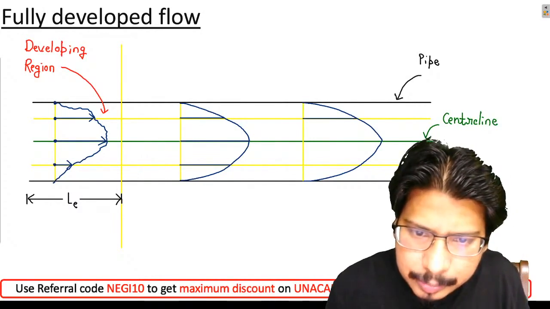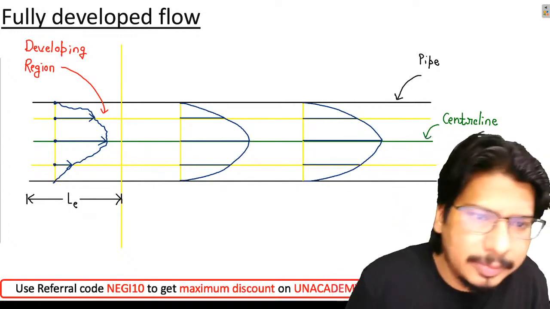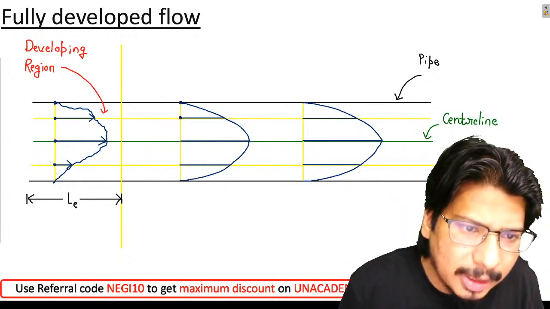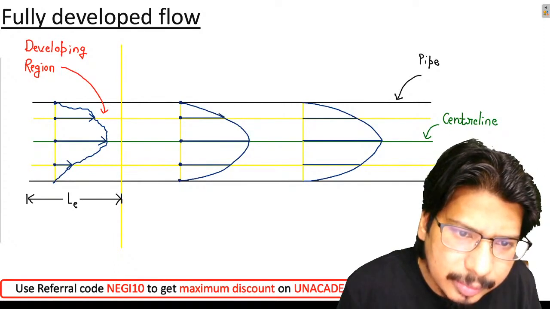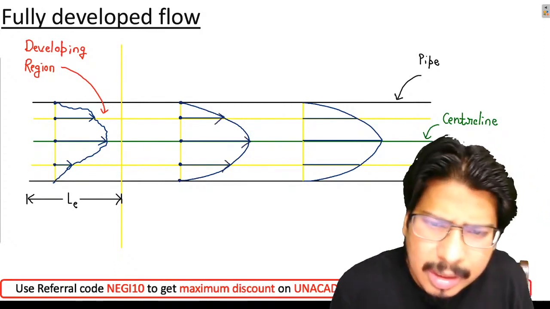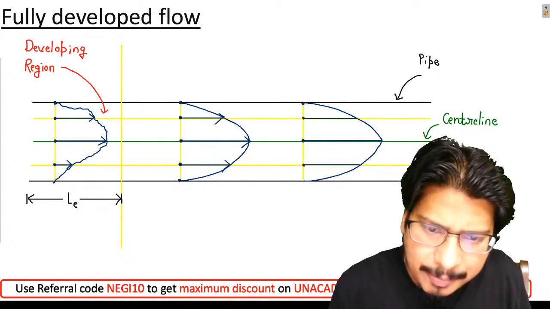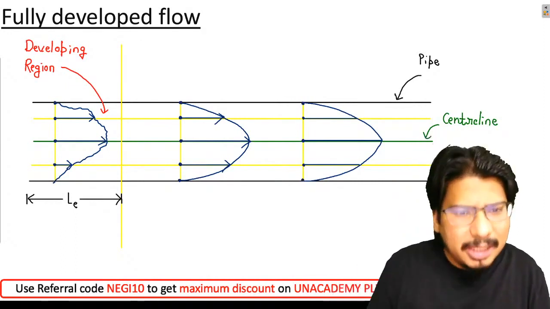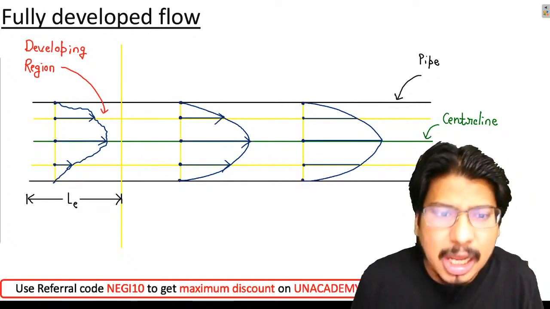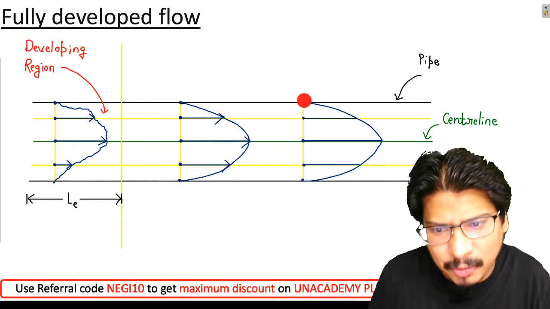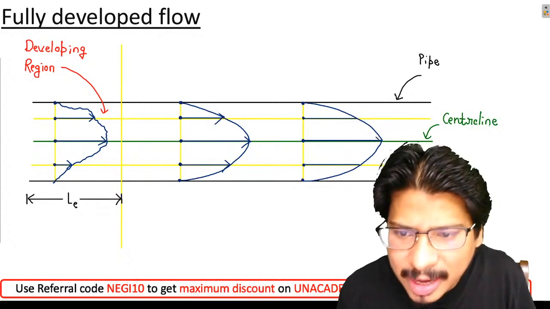Now look here, these are the fluid particles. Whether you look at this cross section or this cross section, it doesn't matter. You will have the same well defined velocity profile.